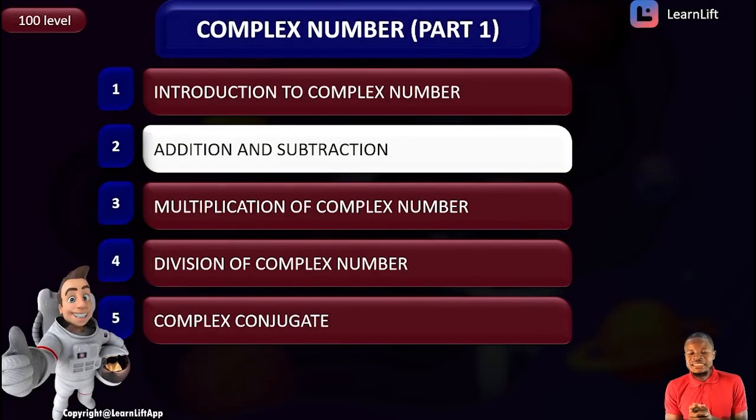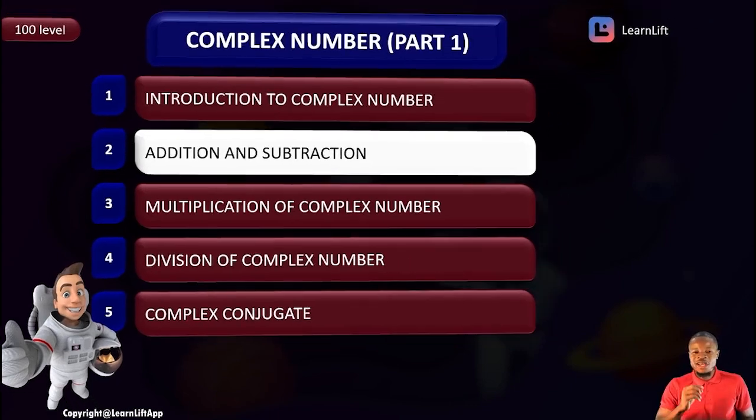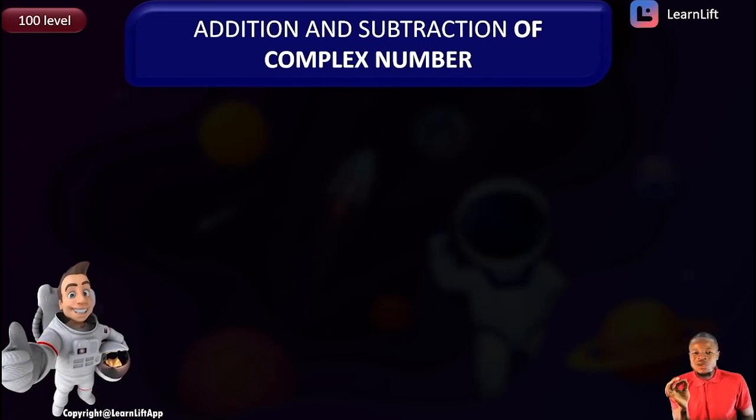Okay, now that you understand every singular thing we have learned about the introduction to complex numbers, we're going to go down to the next, and we're going to be focusing our attention on addition and subtraction of complex numbers. So let's get rolling together quickly. When we are talking about addition and subtraction of complex numbers, what are we referring to?